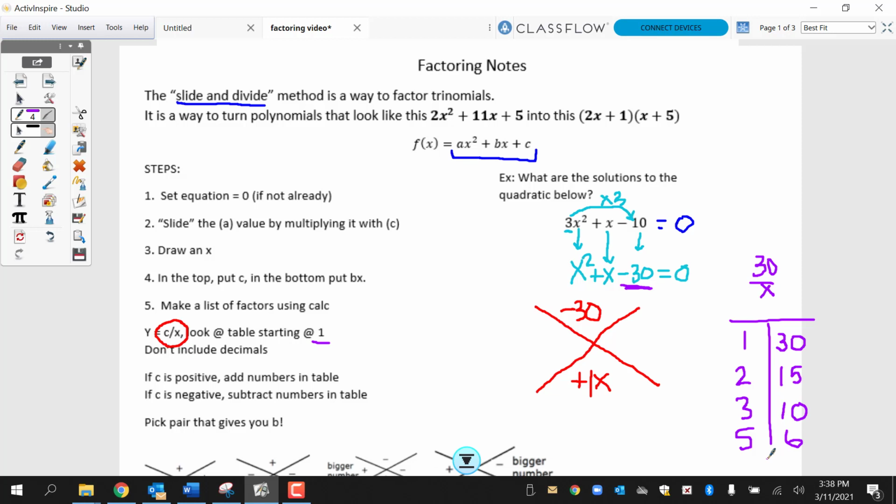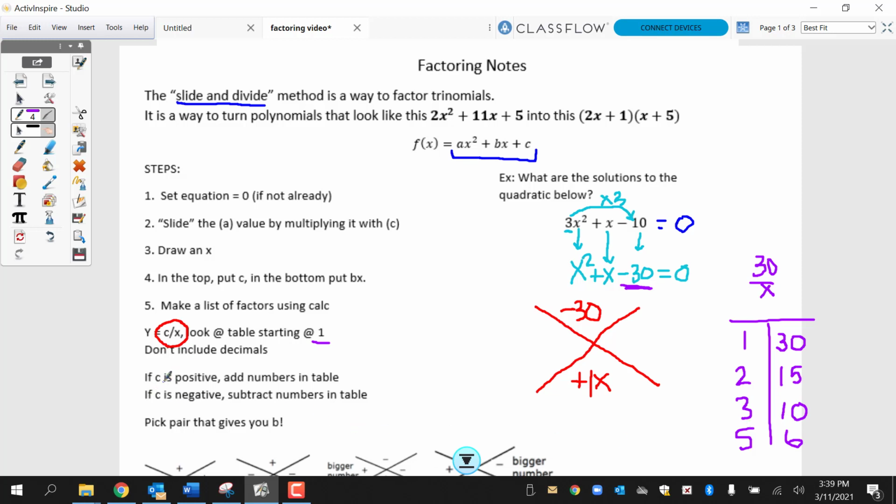Once the numbers start repeating, like I already have this pair, and then when I type in again, I get the same pair again, I am going to stop typing. I have found all of the numbers that multiply and equal 30. Okay? So I'm done making my list. So how do I pick which pair to use?